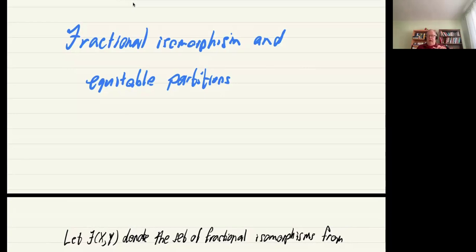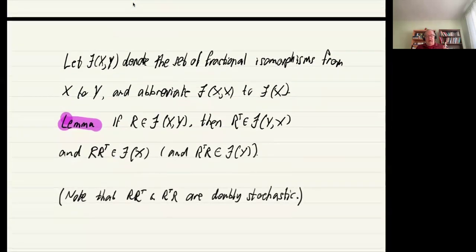Now, what we're going to prove is that we can get equitable partitions not just from automorphisms, but from fractional automorphisms. And this is going to matter to us because we're going to get fractional automorphisms from quantum isomorphisms, so this will be meaningful at that point. I'm going to use script F of X comma Y to denote the set of fractional isomorphisms from X to Y, and I'll abbreviate F of X comma X to F of X.